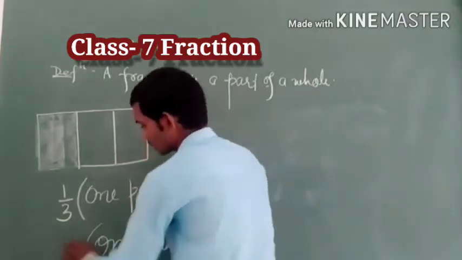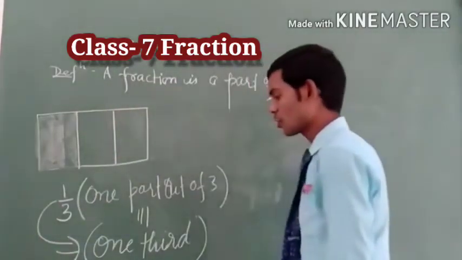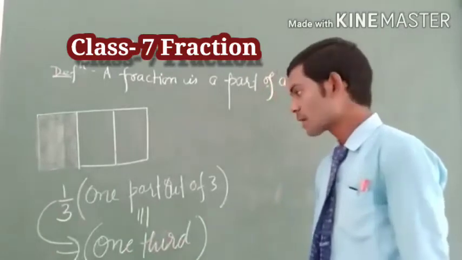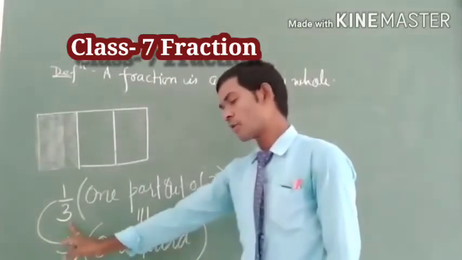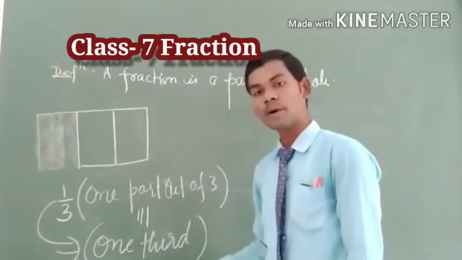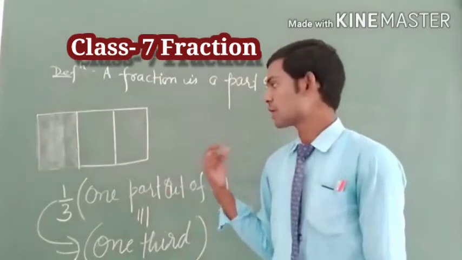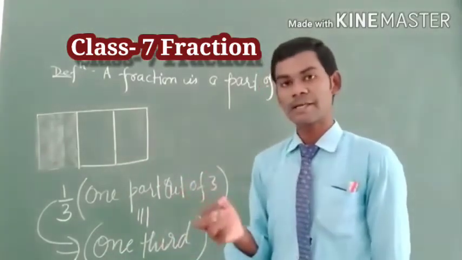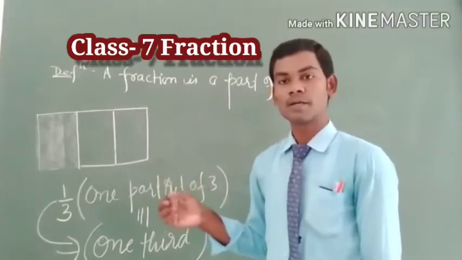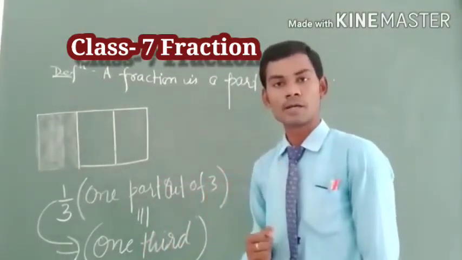The fraction 1 upon 3 can also be called 1/3 part of the whole, because here we have taken one part from its three parts. Therefore, it is called 1/3 part.